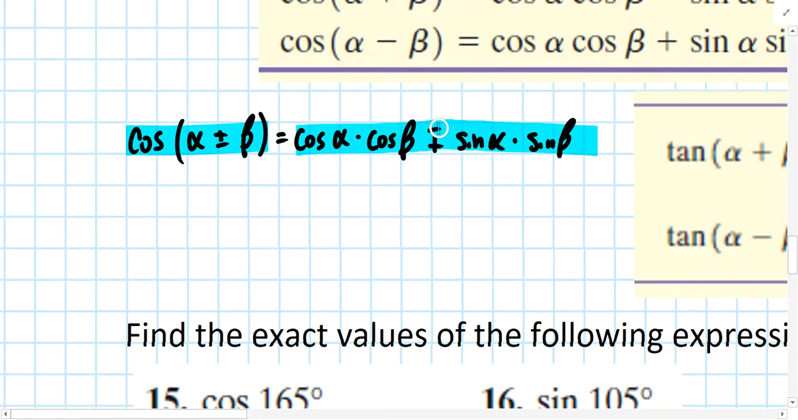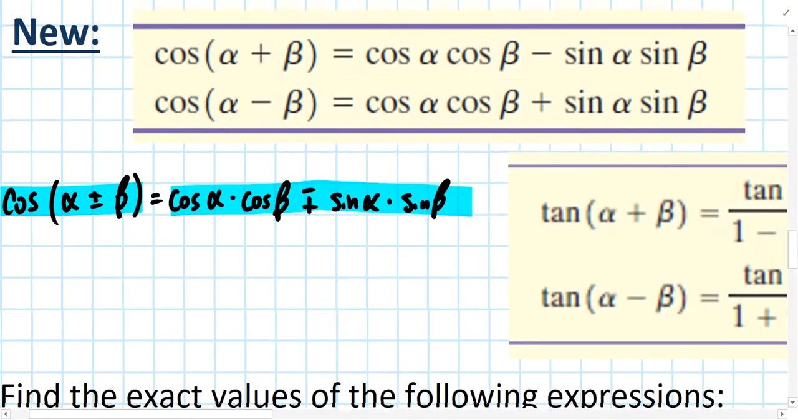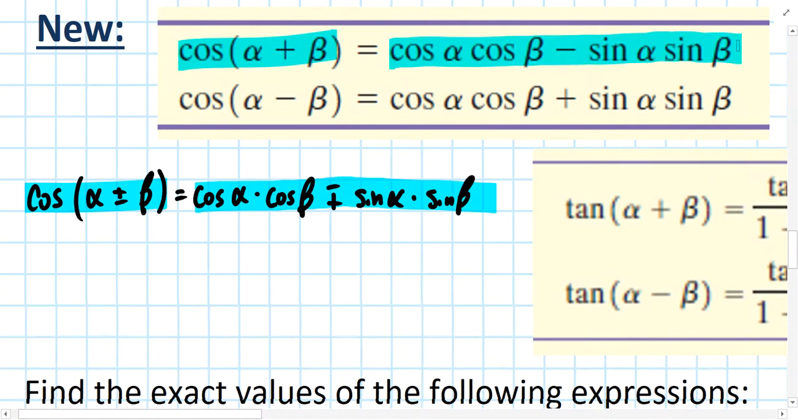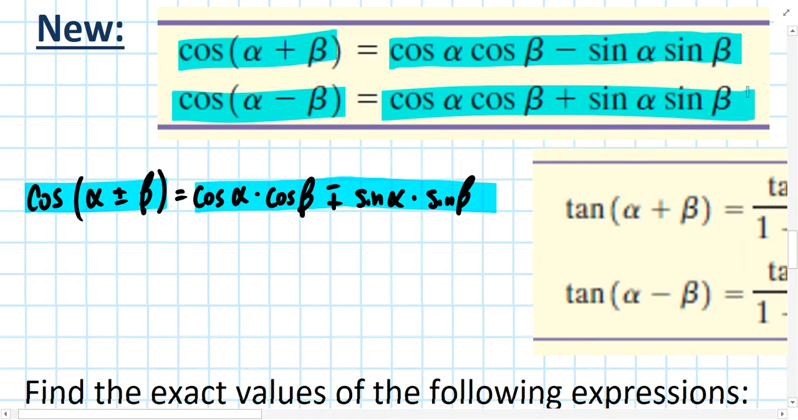So if you look closely and read this literally, cosine of alpha plus beta would require this expression with the minus sign, because over here the plus sign was on top, so the minus sign is on top here. And cosine of alpha minus beta would require us to use the bottom form of the expression over here. And you can see how that correlates to this expression. Cosine of alpha plus beta equals cosine alpha cosine beta minus sine alpha sine beta, and vice versa down below.